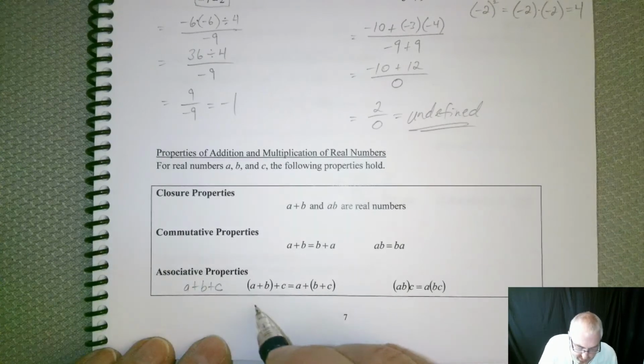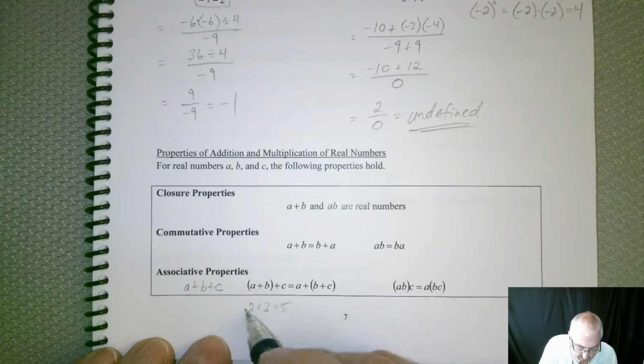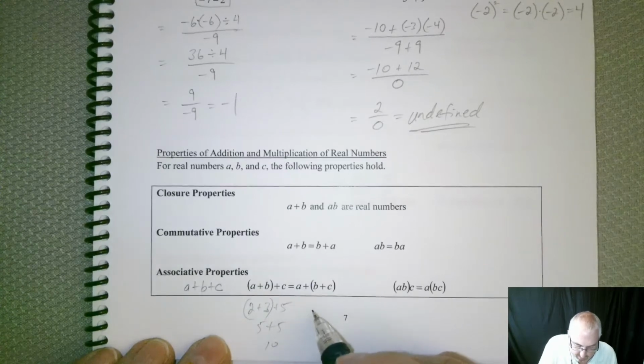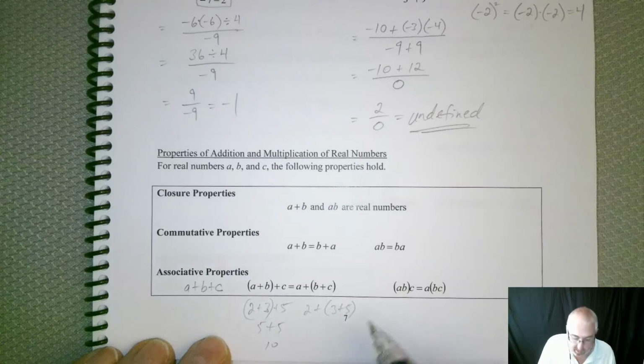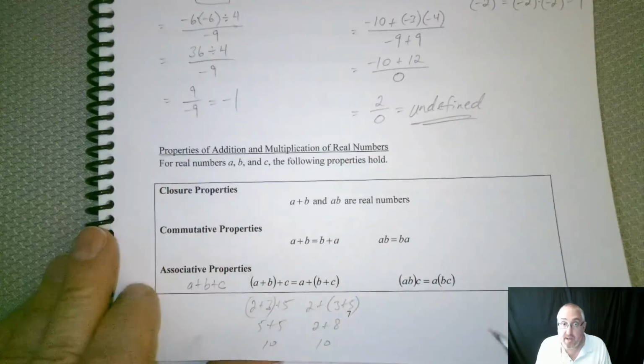And like I said, you could use an example, 2 plus 3 plus 5. I could group those first two together and I get 5 plus 5, which is 10. But if I group the last two like this, well, this is really 2 plus 8. It's still 10. So it really doesn't matter where you put those parentheses as long as it's all addition. That's the key, or all multiplication. Otherwise, it doesn't work. So that's three properties. There's three more.